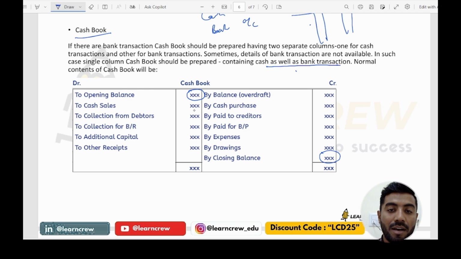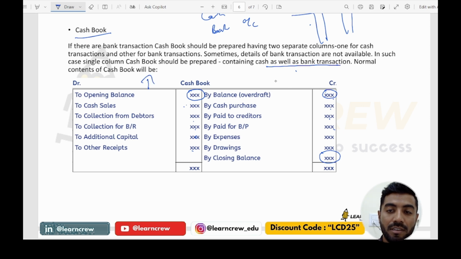Apart from that, we'll also have any cash sales, collection from debtors, collection from bills receivable, additional capital introduced, other receipts, other income, any other income it might be. Even the bank overdrawn balance or balance of reserve will be shown on the credit side. Then cash purchases, payments to creditors, payments for bills payable, and all the expenses.